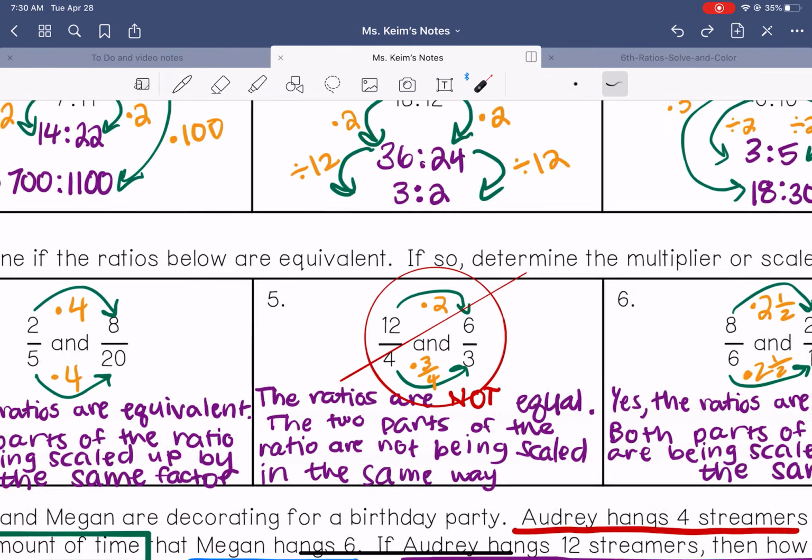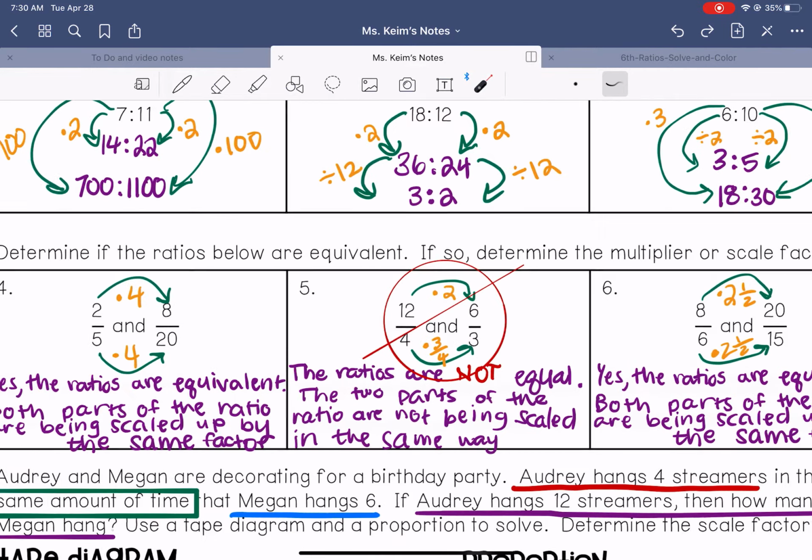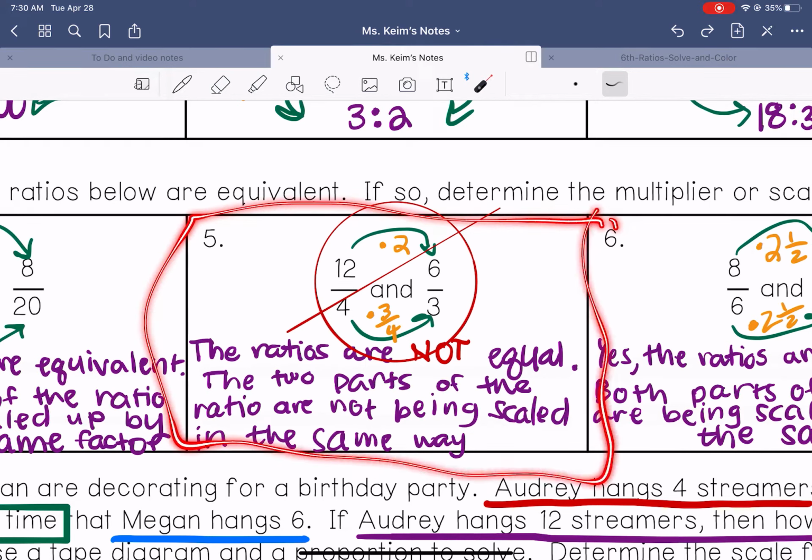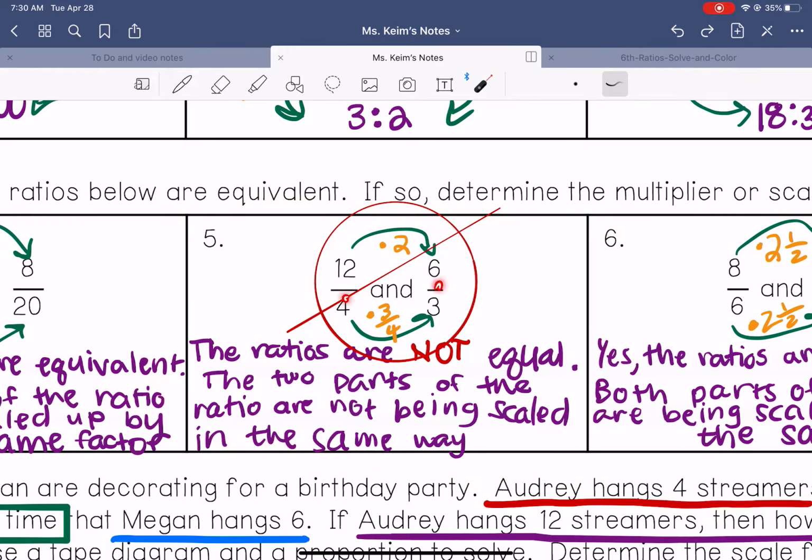Okay, let's look at one that's not equivalent ratios. So this one right here, these 2 ratios are not equivalent. 12 to 4 and 6 to 3 are not equivalent because even though I can multiply 12 by something to get 6, and I can multiply 4 by something to get 3, that number is not the same. I am not keeping the relationship the same.